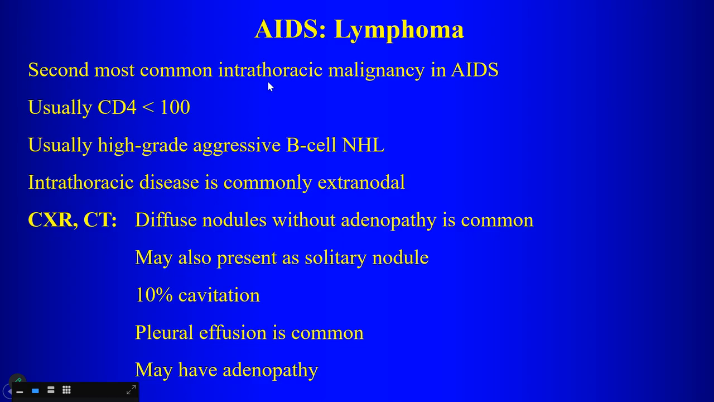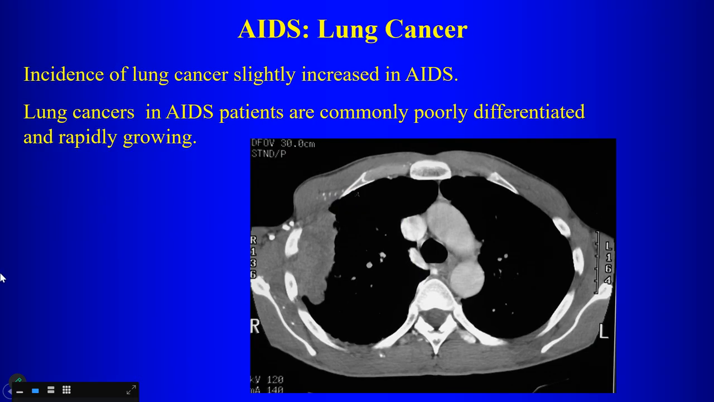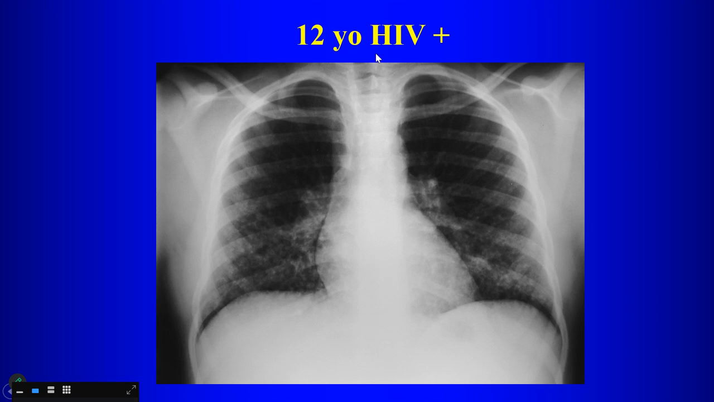It's usually non-Hodgkin's lymphoma. It's the second most common intrathoracic malignancy in patients with AIDS. Usually they have low CD4 counts, and it tends to be very aggressive. The intrathoracic disease is commonly extranodal, so they don't have to have lymphadenopathy. That's why they can present mostly with parenchymal lesions. So it can present as a solitary nodule. In some cases it might cavitate. They can also have lymphadenopathy. We talked about lung cancer. Lung cancer in these patients tends to be poorly differentiated, rapidly growing, and very aggressive if AIDS patients develop it.